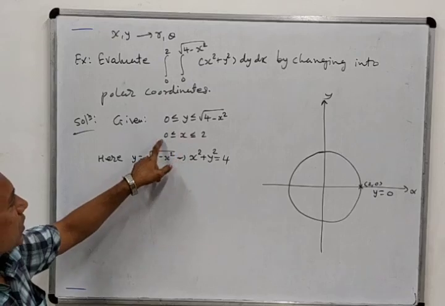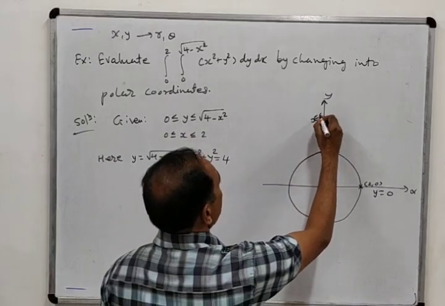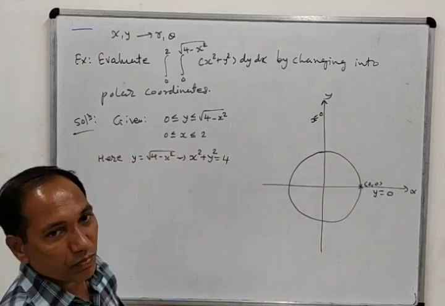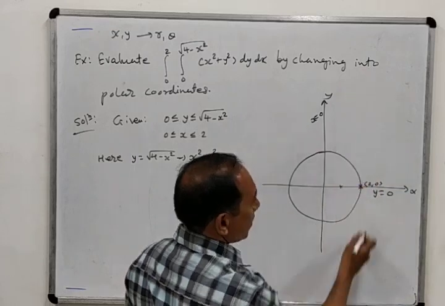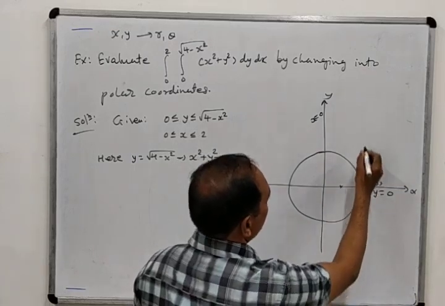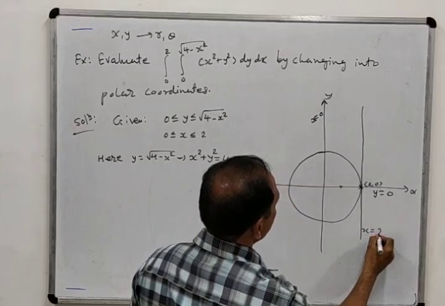Then here x lies between 0 and 2. That means x equal to 0 and x equal to 2. What is x equal to 0? x equal to 0 is the y axis. And x equal to 2 means what? It is the line parallel to y axis passing through x equal to 2. So it is this line x equal to 2.